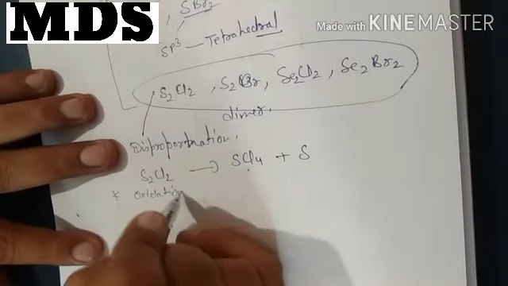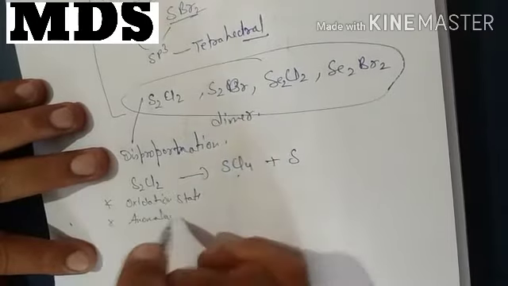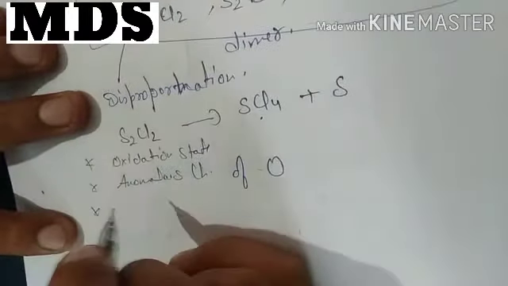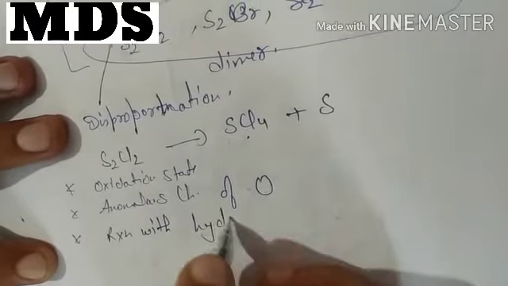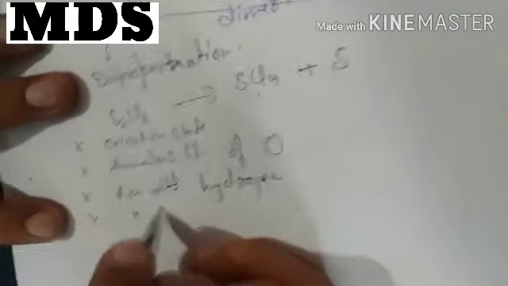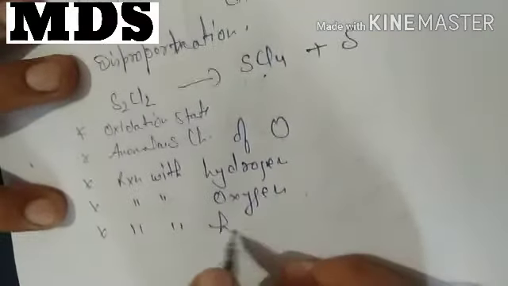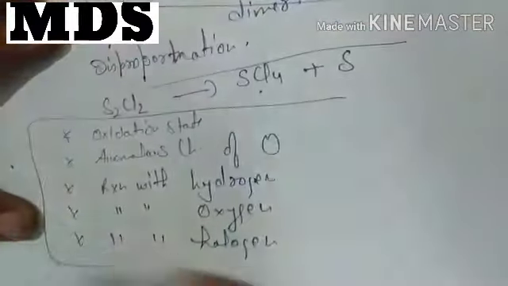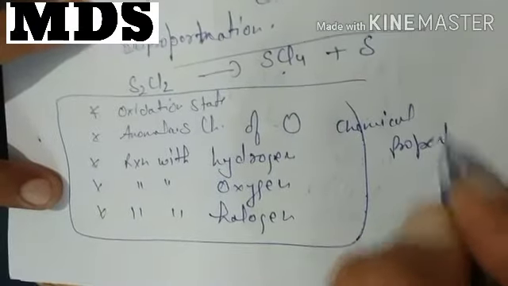In chemical properties, first the oxidation state. Second, we discussed the anomalous character of the oxygen element. Third, we discussed reaction with hydrogen, then reaction with oxygen, then reaction with halogen. So these cover all the chemical properties of the 16th group. We have already discussed them in the last two lectures.